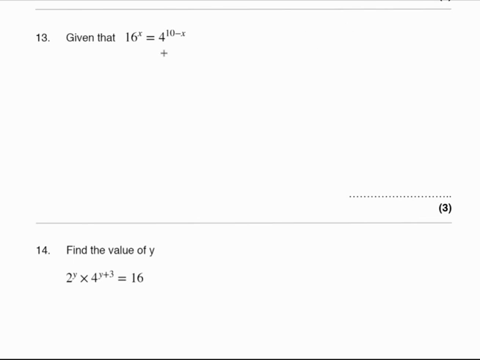We can say that because this is already a 4, we can say that 16 is equal to 4 squared. So rather than writing 16, we can put 4 squared to the power of x, and then that's equal to 4 to the power of 10 minus x. Using my index law of multiplication, I have 4 to the power of 2x is equal to 4 to the power of 10 minus x.